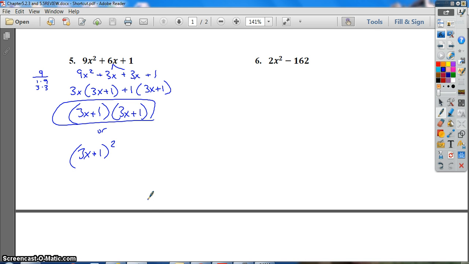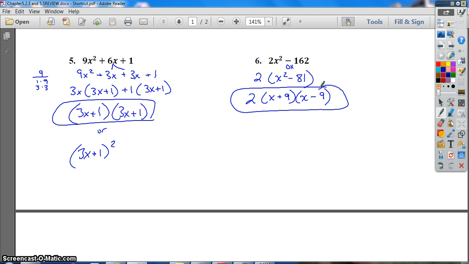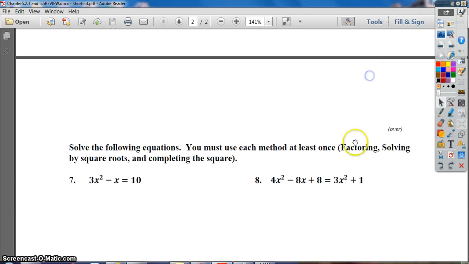Number 6. Pull out a GCF of 2, which leaves me with x squared minus 81. So this would be x plus 9 times x minus 9. Two numbers that multiply to be 81 give you 0x. Okay, so there's your first page. Let's move on to the harder page, which is definitely the second page.